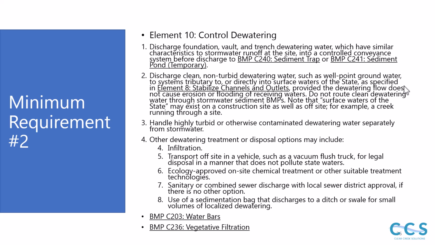Then element 10, controlled dewatering. Discharge foundation, vault, and trench dewatering water, which has similar characteristics to stormwater runoff. Discharge clean, non-turbid dewatering water, such as well point groundwater, to systems tributary to or directly into surface waters of the state as specified in element 8. Handle highly turbid or otherwise contaminated dewatering water separately. Other dewatering treatment or disposal options may include infiltration, transport off-site, ecology approved on-site chemical treatment, sanitary or combined sewer discharge, or use of a sedimentation bag that discharges to a ditch or swale for small volumes. There's a couple of BMPs there.